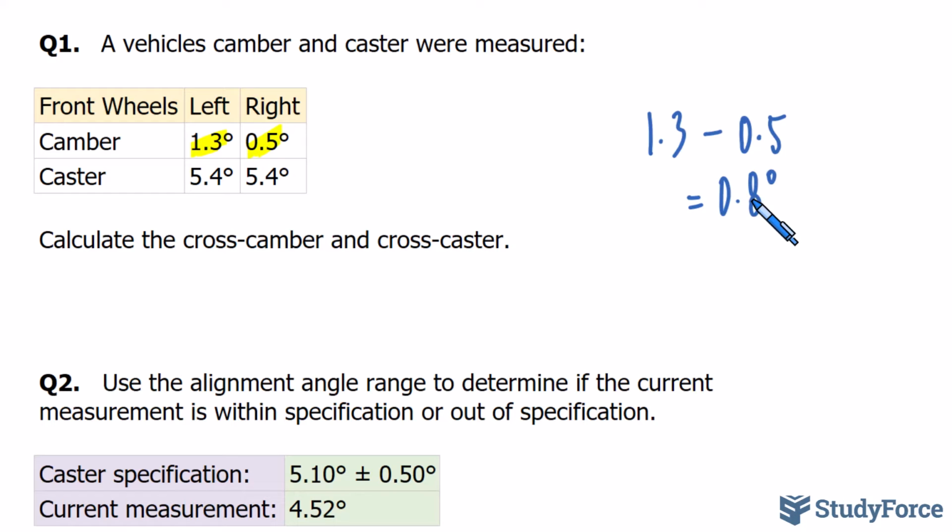Let's do the same thing for cross-caster. We'll take 5.4 and subtract from that 5.4, and we end up with 0 degrees. The closer these values are to 0, the better your handling will be.